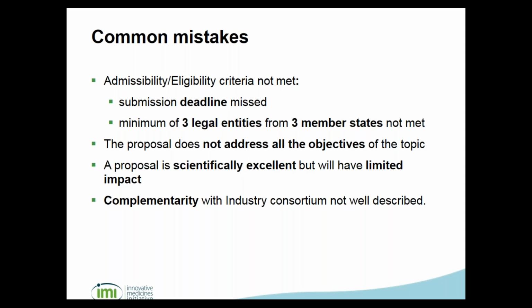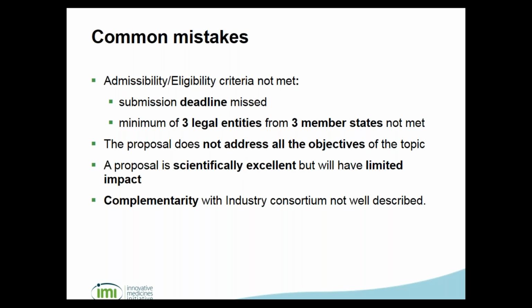A few common mistakes based on our experience. The first thing that happens to your proposal before it goes to evaluation is it has to go through a very quick admissibility and eligibility check. These are very straightforward, but still we get some people making mistakes. The first one is, if the submission deadline is missed, it will not even go for this check because we will not even receive the proposal. So make sure you submit on time.